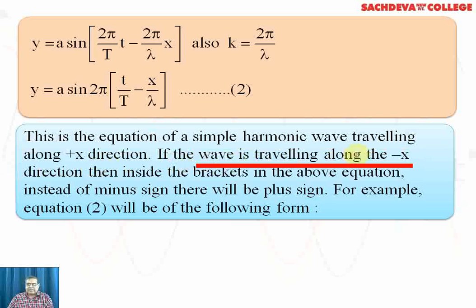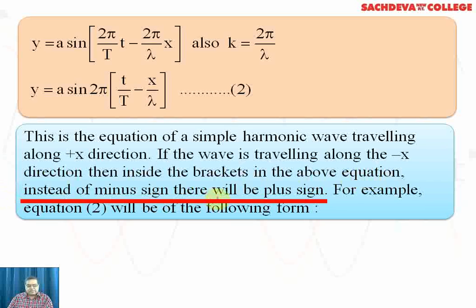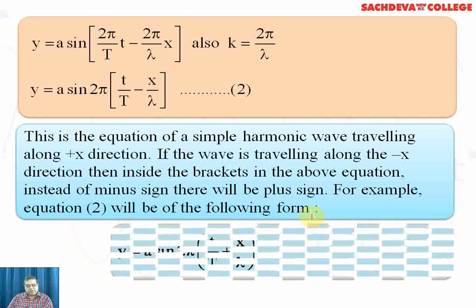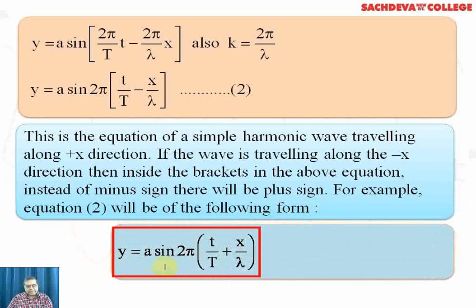If the wave is traveling along the minus x direction, then inside the brackets in the above equation, instead of the minus sign, there will be a plus sign if it is moving in the negative direction of the x-axis. For example, equation number 2 will be of the following form: y is equal to a sine 2 pi t over T plus x over lambda. We have written the positive sign. It means the wave is moving in the negative direction of the x-axis, that is from origin O towards x dash.